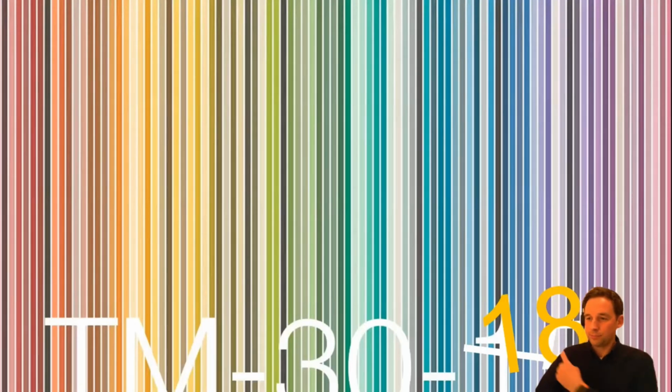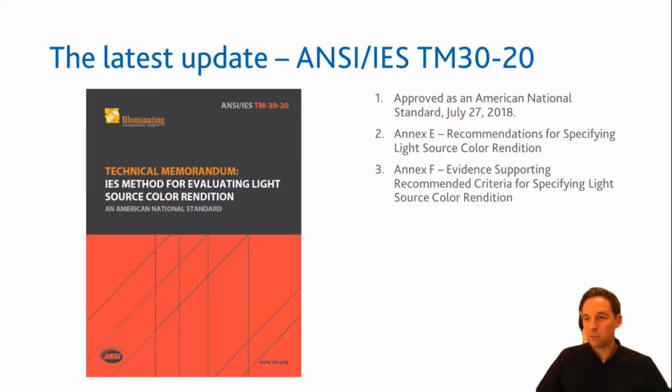TM-30-18, as it says there, is an upgrade from TM-30-15. But again, we have another upgrade, which is TM-30-20. Now this is the latest version, and this is the version that really matters, because for the very first time, they've given us some recommendations for specifying using TM-30. So what we have here is the latest update. TM-30-20 is approved as an American National Standard, and it has two annexes, E and F.